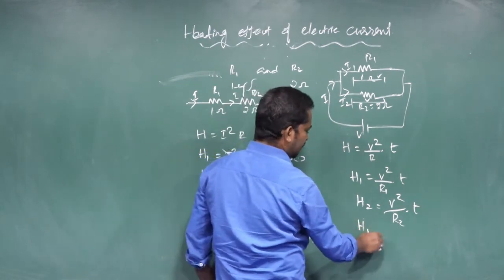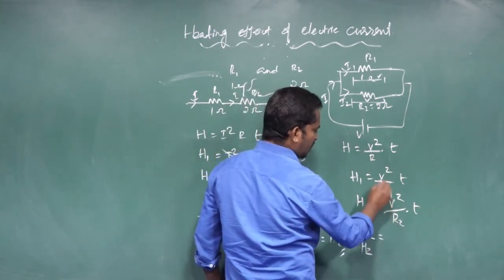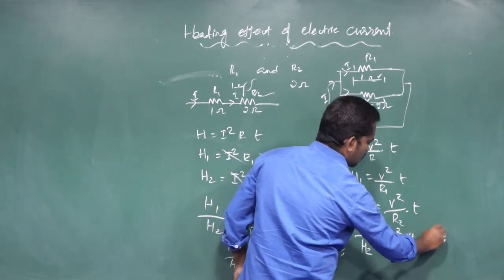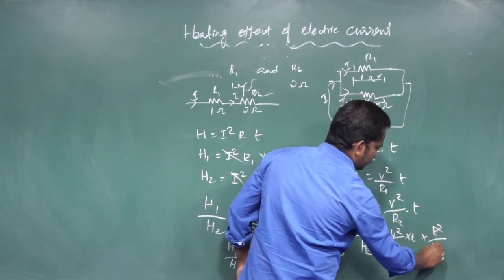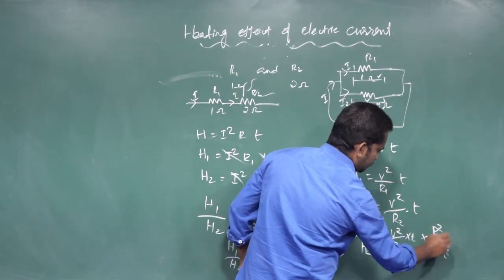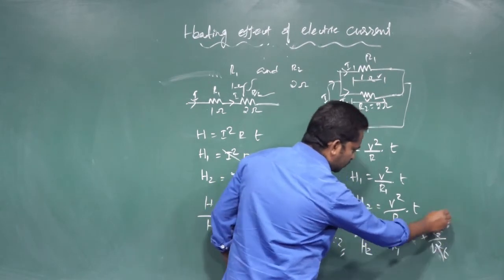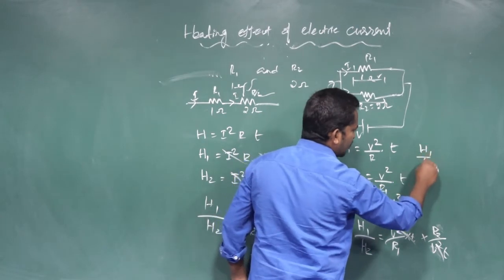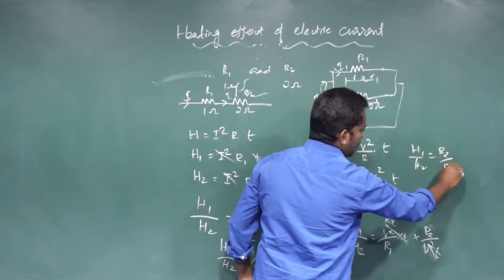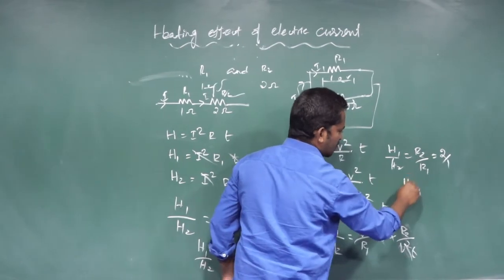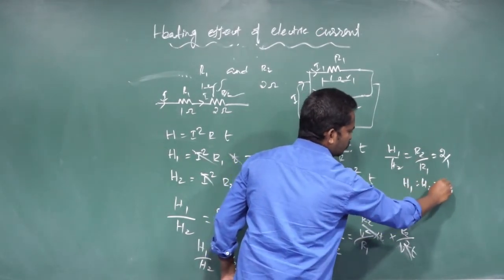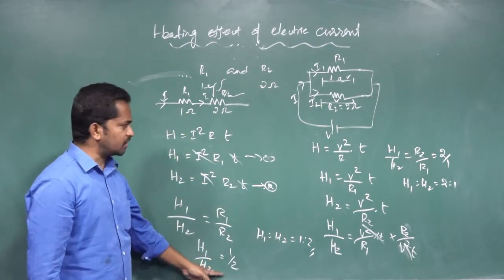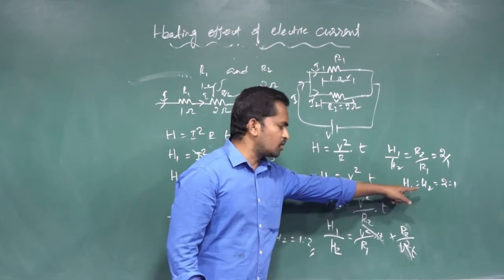So I want to calculate this heat ratio. H1 divided by H2 is equal to V squared divided by R1 into T, into R2 divided by V squared T. So V squared and T cancel. This is R2 divided by R1. So H1 divided by H2 is equal to R2 divided by R1. This means 2 by 1. So H1 to H2 is equal to 2:1. When connected in series, the answer is 1:2. When connected in parallel, the heat ratio is 2:1.